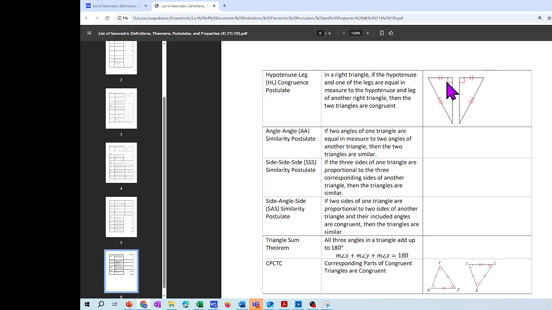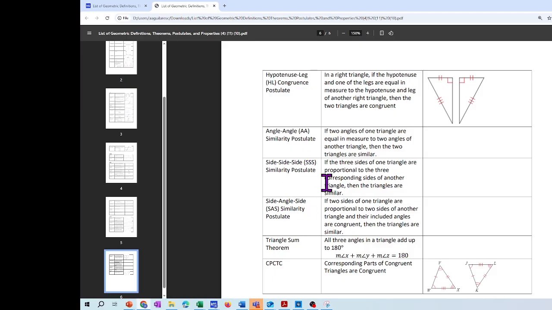Okay, so you're going to have a right triangle that forms a 90-degree angle. Then we're going to have a side, which are the legs. This is the leg. And then this, which is across the 90-degree angle, across the little square, is the hypotenuse, which has 3 tick marks. Then the angle: if two angles of one triangle are equal in measurement to two angles of the other triangle.